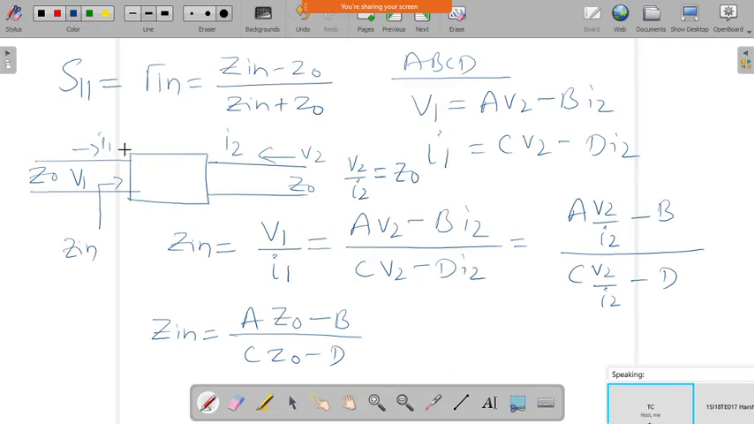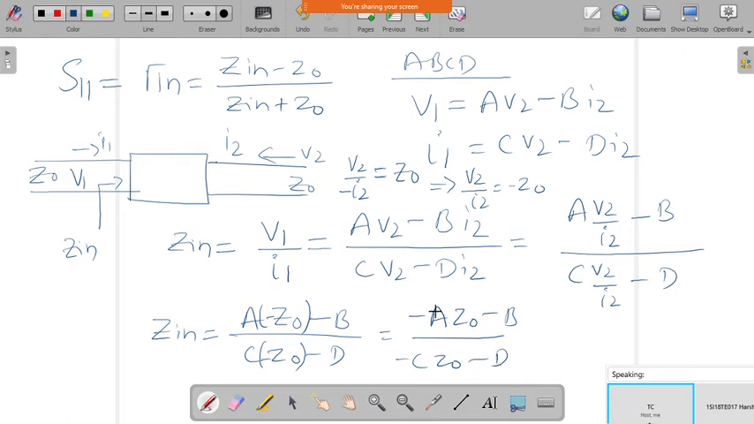Since I1 is equal to the negative of the current I2, because the ABCD parameters are defined with V2 by minus I2, we can write V2 by I2 as equal to minus Z0. So here we substitute minus Z0. This will give minus A Z0 minus B divided by minus C Z0 minus D. So this is the input impedance Zin.